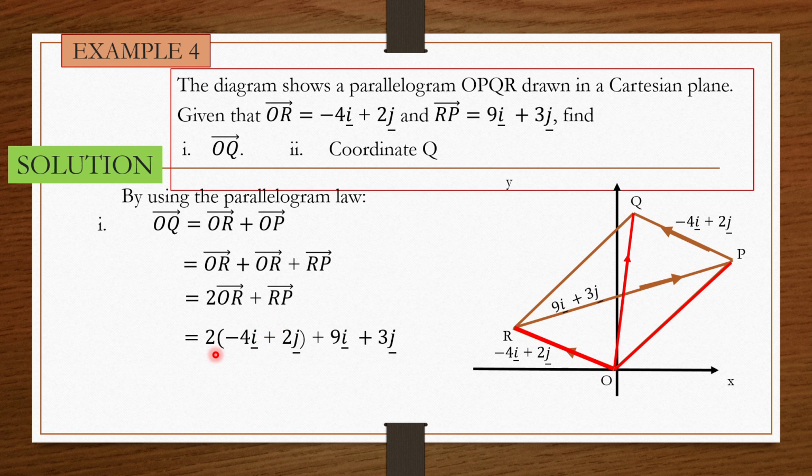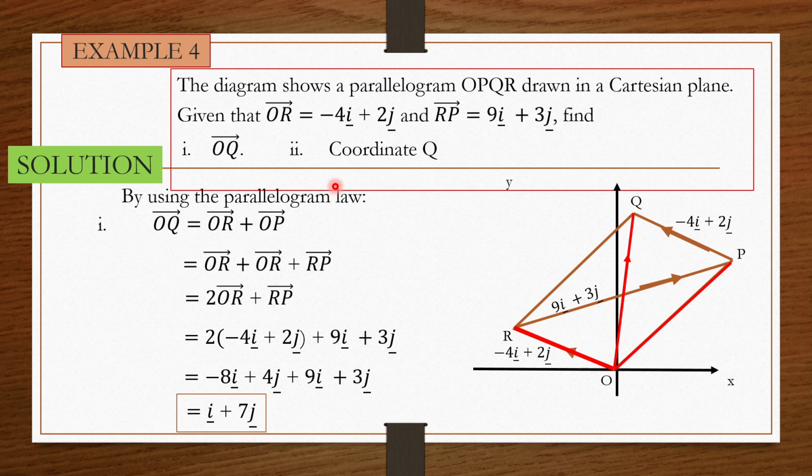Next, change OR as negative 4i plus 2j. Make sure you use brackets, plus RP. RP is given as 9i plus 3j. Expand 2 times negative 4i, you'll get negative 8i, plus 2 times 2j, you'll get 4j. Continue with plus 9i plus 3j. Simplify this and your final answer will be i plus 7j.